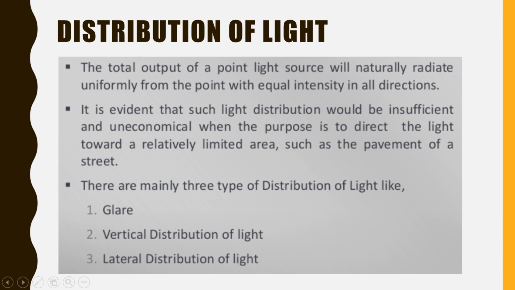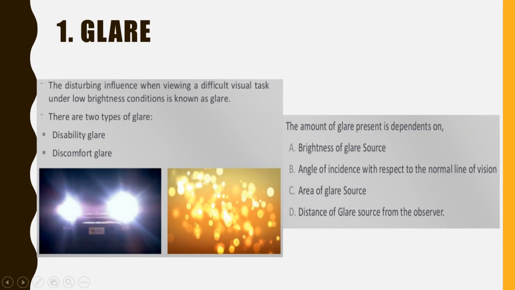And mainly there are three types of distribution of light. First is glare, second is vertical distribution of light, and the third is lateral distribution or horizontal distribution of light. Now let's see what is glare. Glare is the disturbing influence of light when viewing a difficult visual task under low brightness condition. So this is the definition of glare.